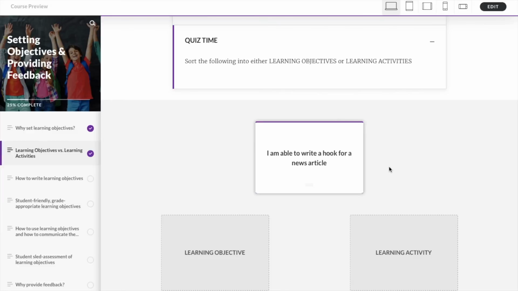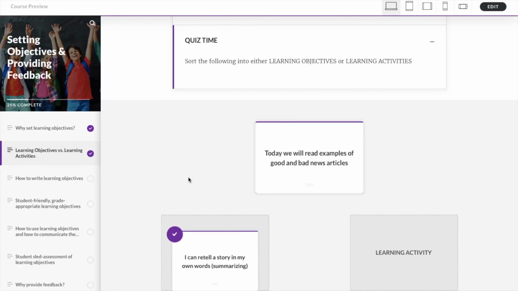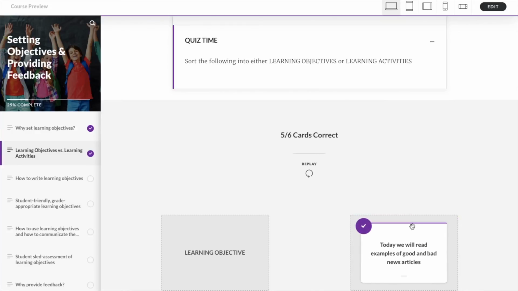I am able to write a hook for a news article. This is a learning objective. Your task is to complete the symmetry worksheet. This is a learning activity. I can retell a story in my own words, summarizing. This is a learning objective. Today we will read examples of good and bad news articles. This is a learning activity.